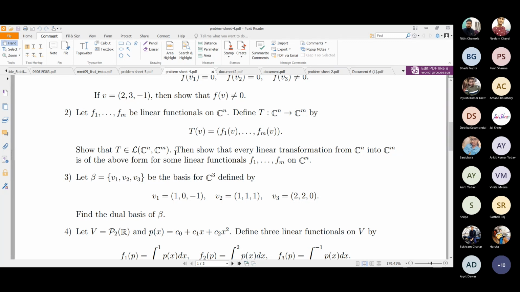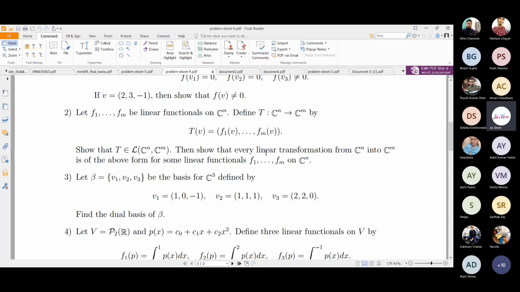Now, this T is linear. That is fine. Now you have to take any linear transformation from Cn to Cm. How will you show this? The part B. Any idea? Did you understand now what to prove?